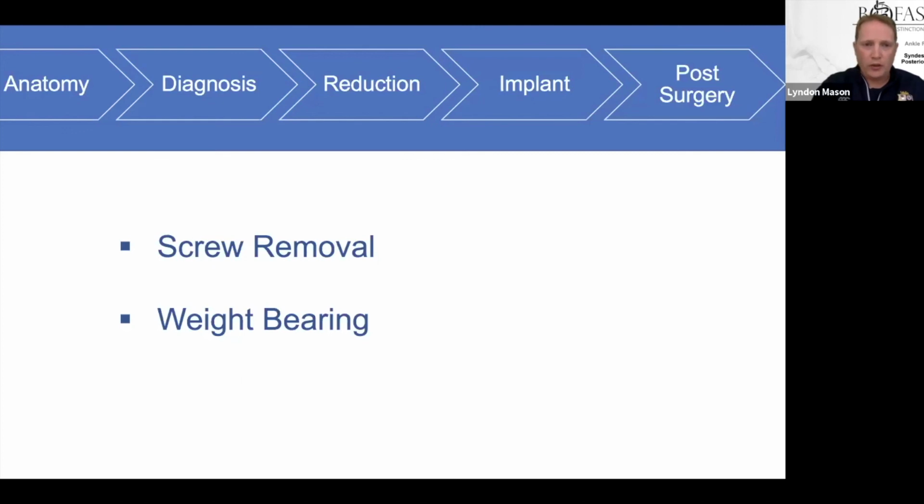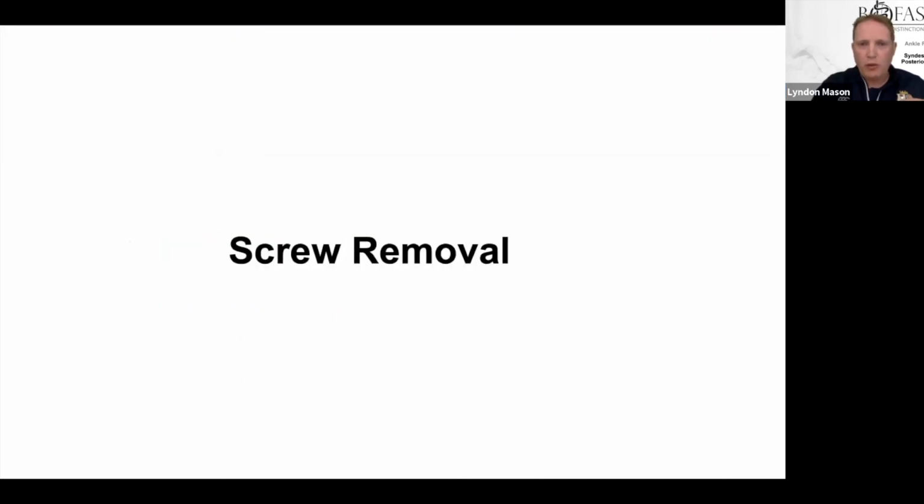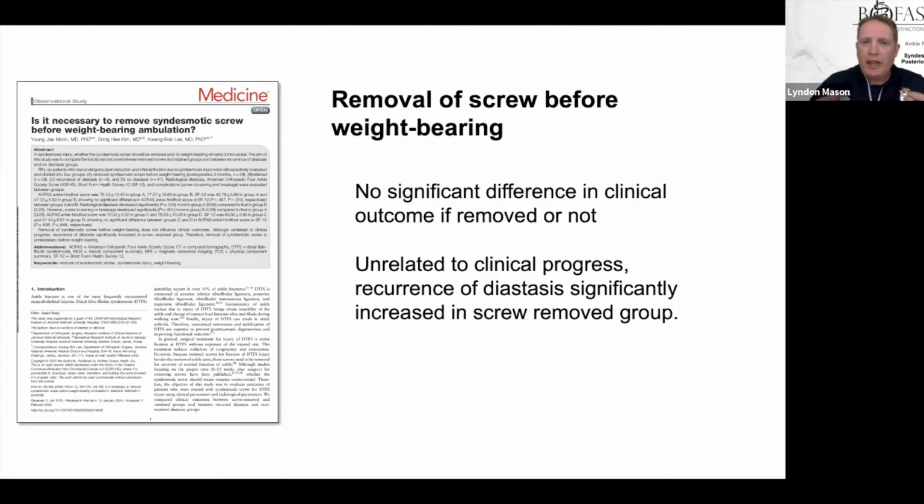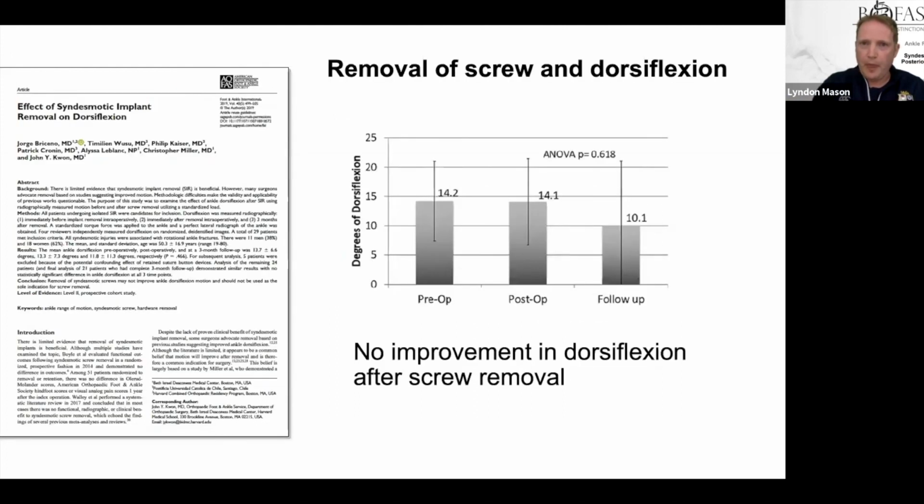Post-surgery, let's go through screw removal and weight bearing. So screw removal, there's some people who believe that you have to take the syndesmotic screw out before you start weight bearing. Now that's quite an early time to commit someone to another surgery following an ankle fracture and not allow them to weight bear beforehand. This study, be it that it wasn't a level 1 study, didn't show any significant difference in clinical outcome if they removed it or not. Unrelated to clinical progress, recurrence of diastasis was found if you did remove the screw, however. Removal of screw, dorsiflexion, no improvement in dorsiflexion if you remove the screw.